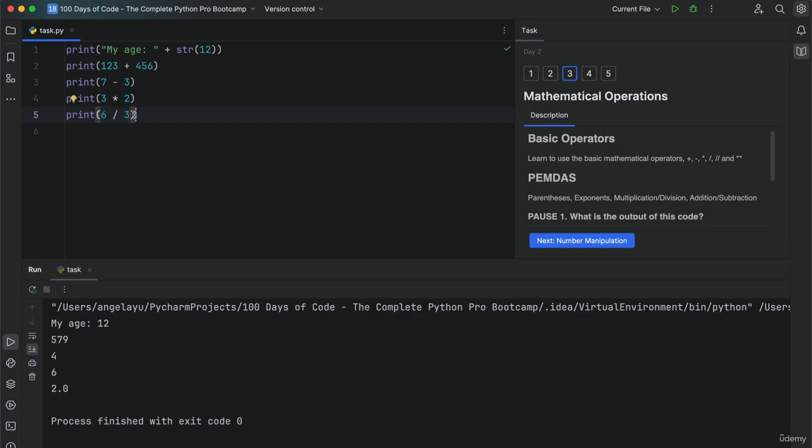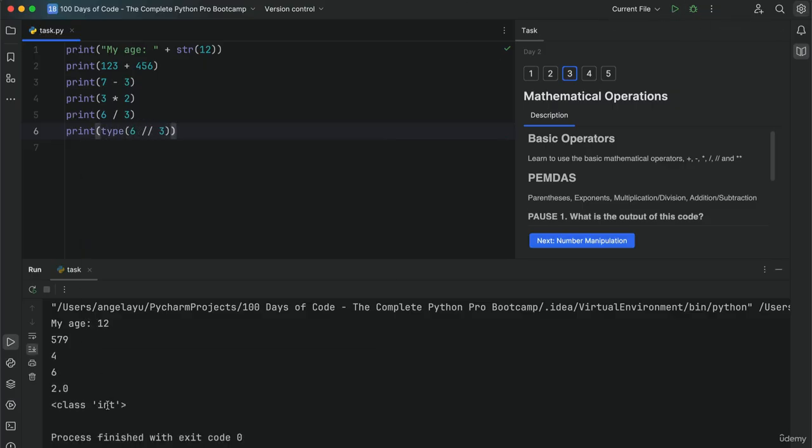Now, sometimes you might not want that. So there is another Python division operator that might be worth knowing about. And it's simply done with 2 forward slashes. So now when I run it, you can see what comes out is actually an integer. And I can do a type check just to confirm that as well. Instead of float, it's coming out as an integer.